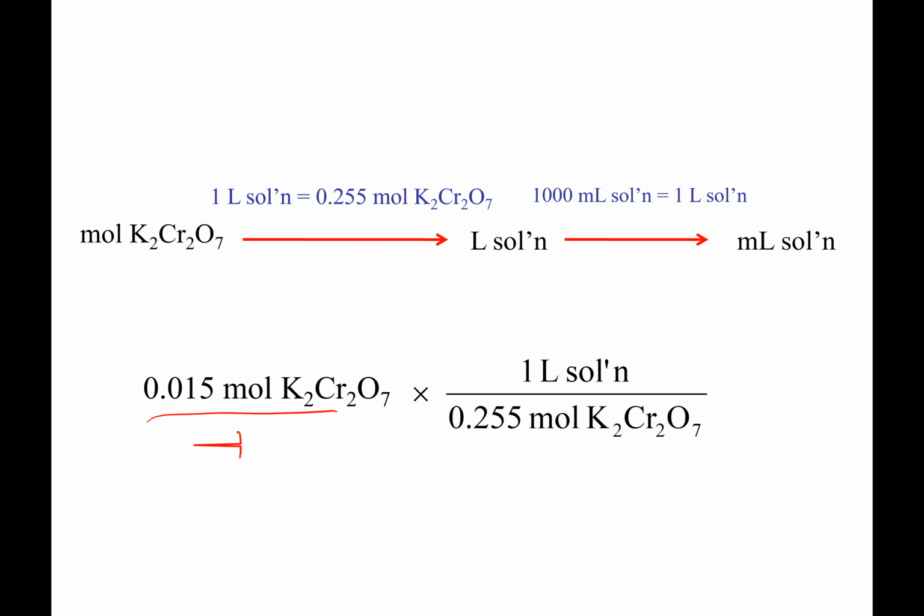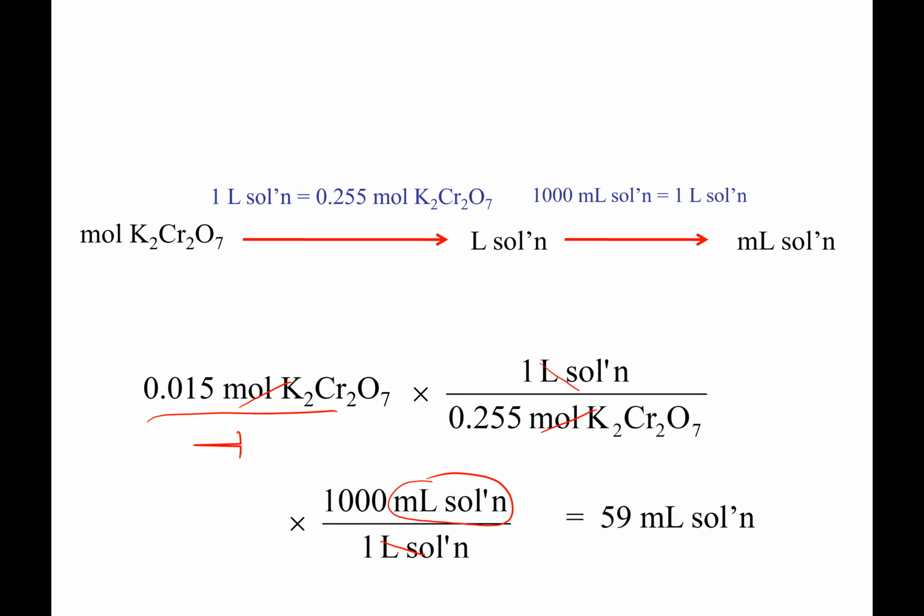We're almost done then. We're going to use this equality up here: 1,000 milliliters is exactly equal to 1 liter. We want liters to cancel, so we're going to put 1,000 milliliters of solution over 1 liter of solution. So moles of K2Cr2O7 have canceled, liters of solution have canceled, and we're left with units of milliliters of solution, which is perfect. In this case, we're only allowed in our answer 2 significant digits because I have 2 here. This one is important, it's a placeholder, but it's not significant. So 2 sig figs, we're looking at 59 milliliters.